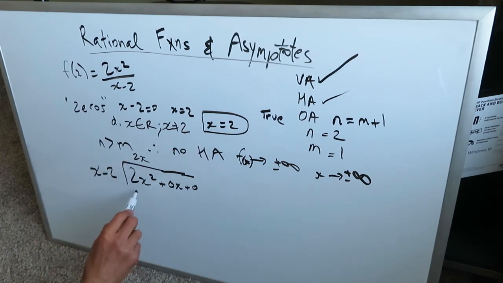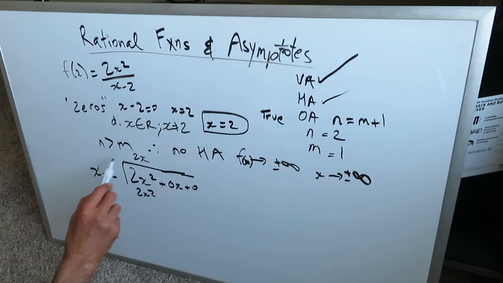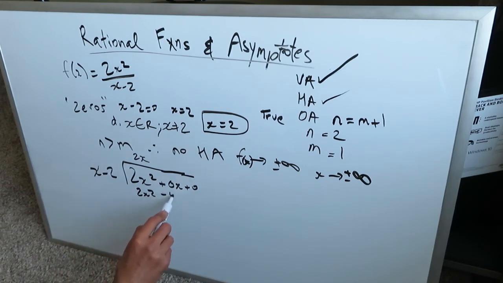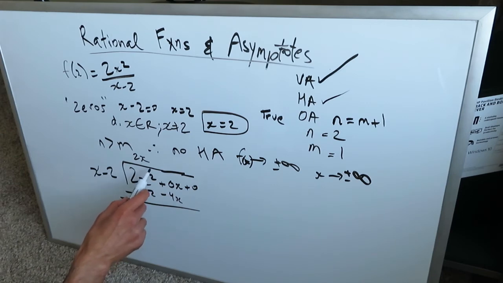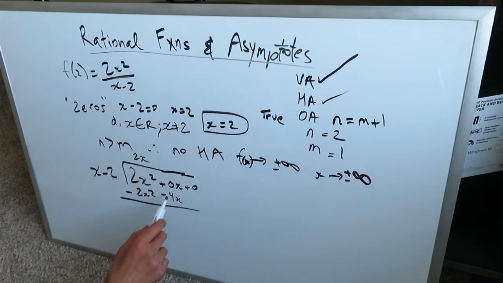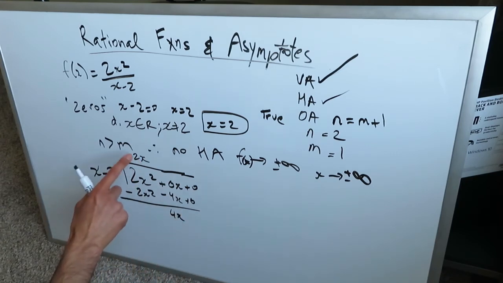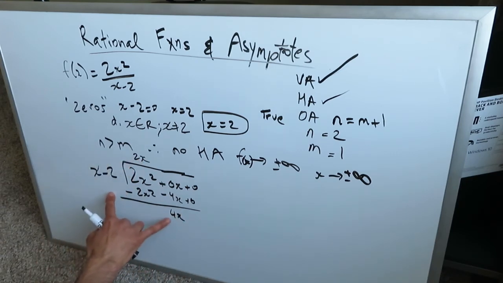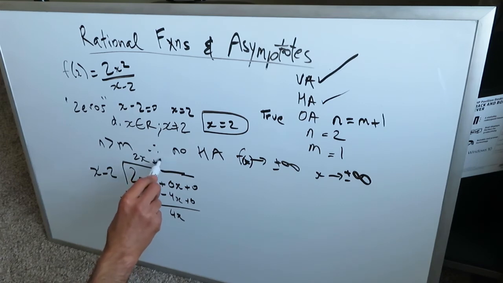2x times x is 2x squared. 2x times minus 2 is minus 4x. Subtract them, because you're always subtracting to get rid of the first term. 0x minus minus 4x is the same thing as just 4x. x goes into 4x how many times? I'm going to just bring the 0 down for completeness. x goes into 4x how many times? It goes plus 4 times.